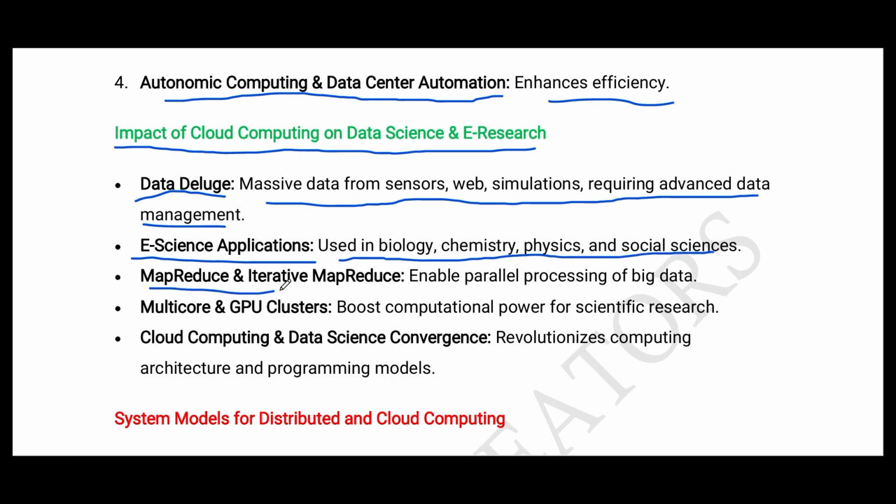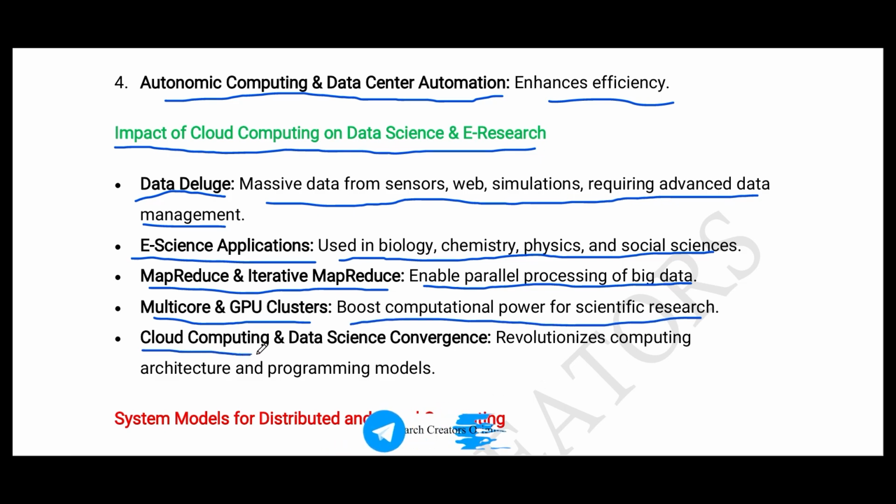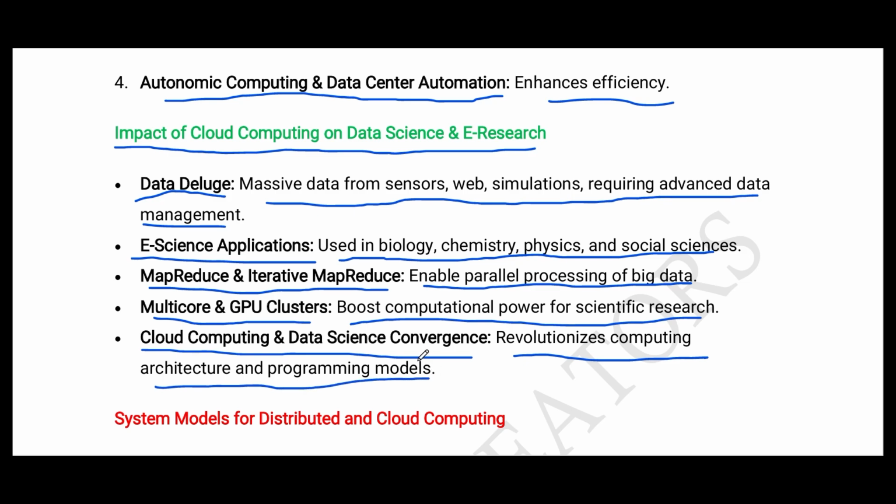MapReduce and iterative MapReduce enable parallel processing of big data. Multi-core and GPU clusters boost computational power for scientific research. Last is cloud computing and data science convergence. It revolutionizes computing architecture and programming models.